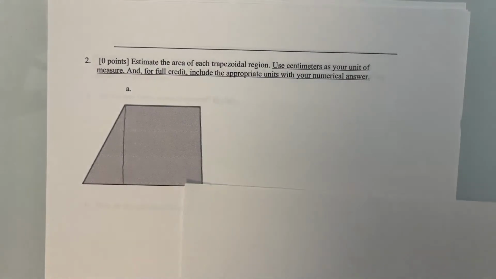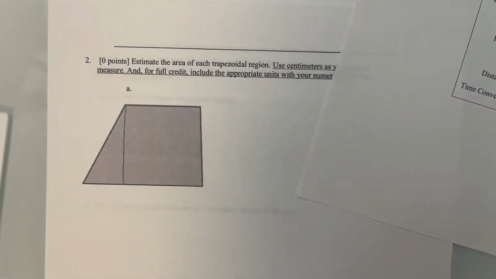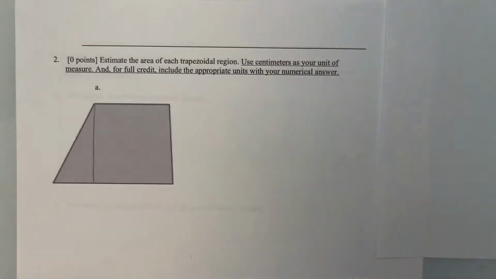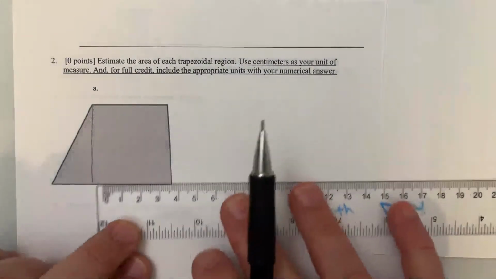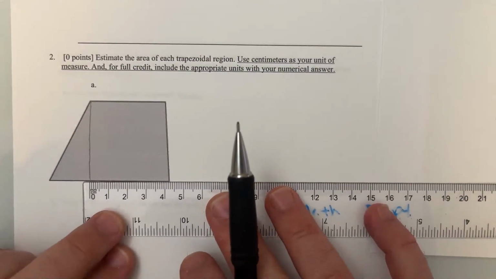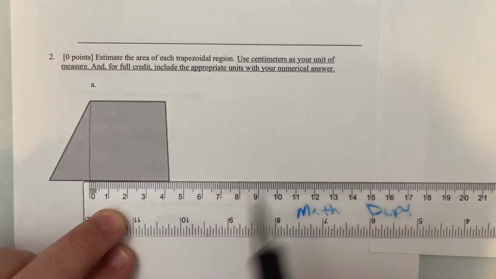All right. So treating this as a rectangle and this is a triangle. Using centimeters, so I'm on the centimeter side, and I'll make this measurement. We'll make all these appropriate. I'm just doing my best. It's never exact. I'm calling that about 4.3.